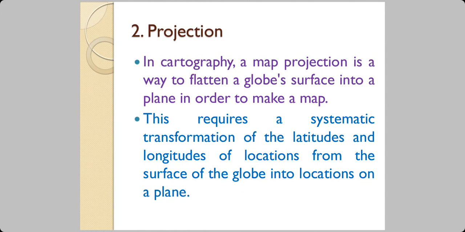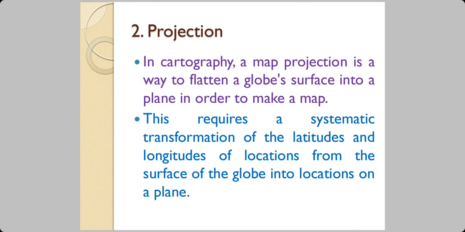We'll learn about that shortly. Now, the second thing essential for map making is the projection. In cartography, a map projection is a way to flatten a globe surface onto a plane in order to make a map. You know that the globe is a geoid, that is, almost like a sphere. It's not a sphere, it's almost like a sphere.